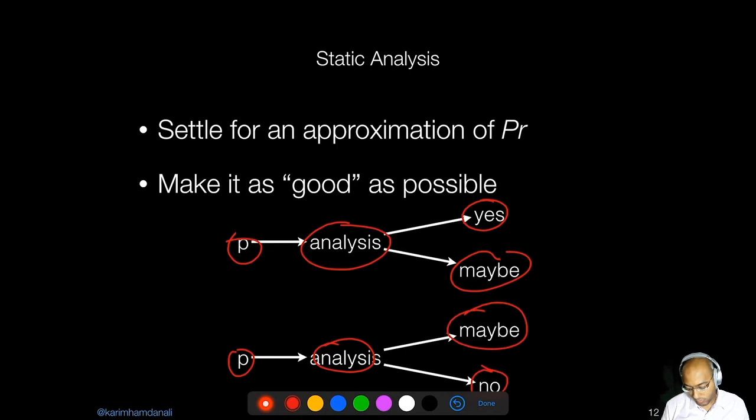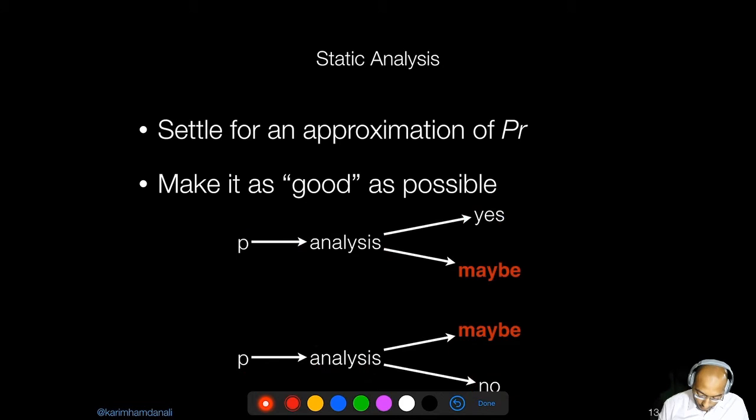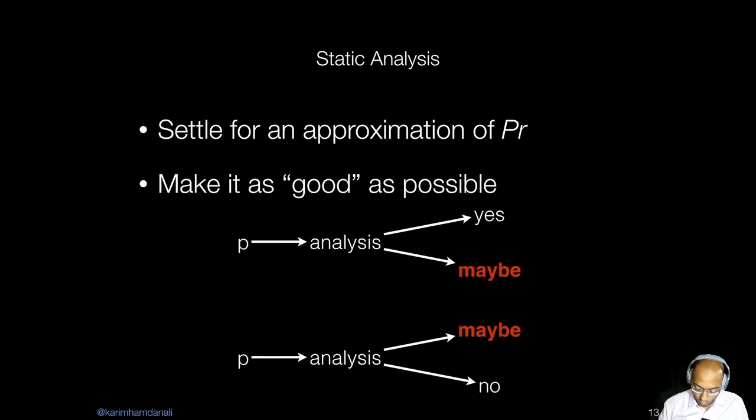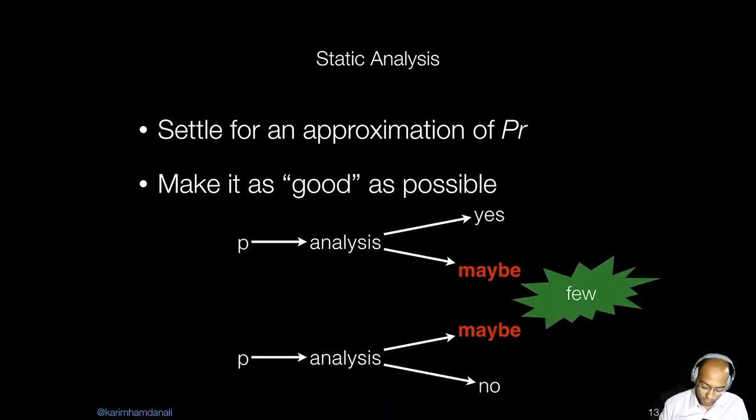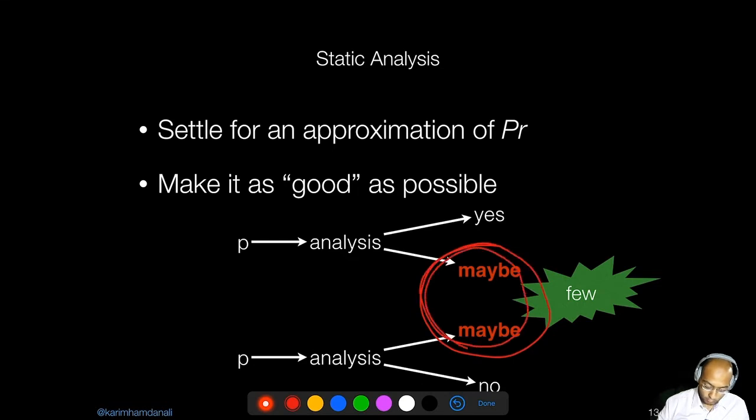So the difference here is that the answer to the question might be maybe, I don't know, so I'm just going to say maybe, or I know for sure that it is true, or I know for sure that it is not true. And the key thing here is that we want to make those maybes as few as possible, because these are the ones that cause imprecision in static analysis.